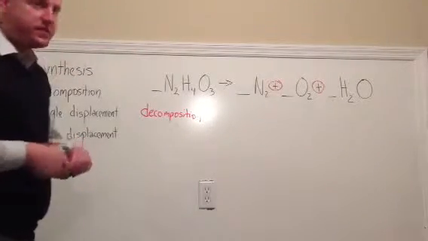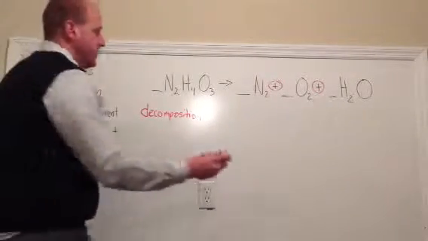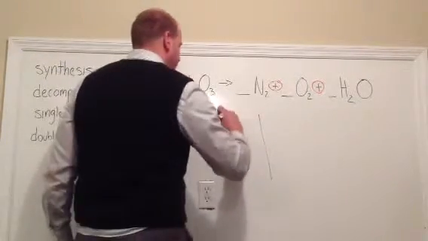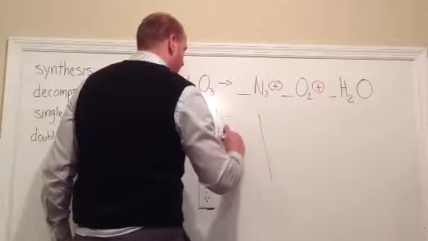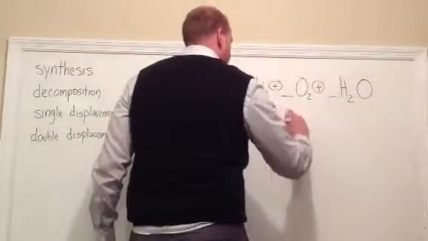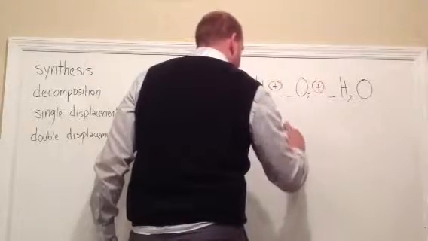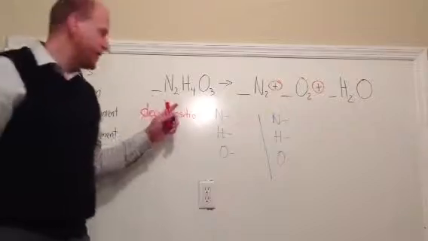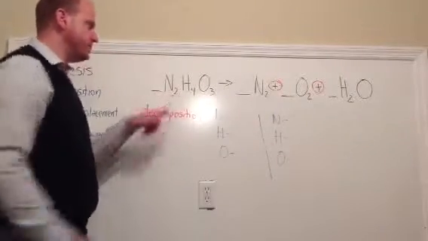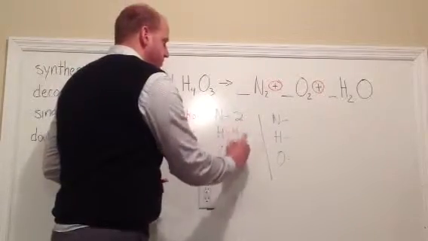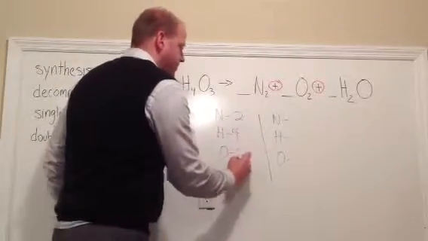Now I'm going to get myself organized. So I'm going to list out each of the elements. I have nitrogen, hydrogen, and oxygen. And on my reactant side, they're going to be the same: nitrogen, hydrogen, and oxygen. Now I just need to count them up. So I have 2 nitrogen right here, 4 hydrogen, and 3 oxygen.